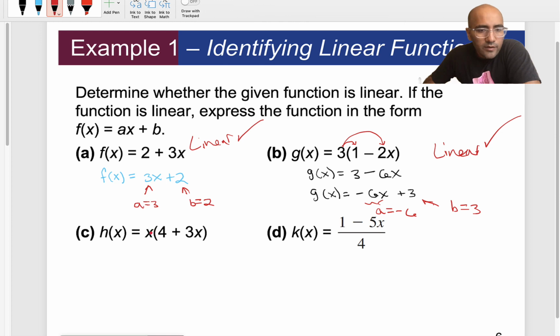Okay, moving on over here, now we're going to have to simplify this. So distribute there, and then we'll end up with h of x equals 4x plus 3x squared. As soon as we see a square there, not linear.